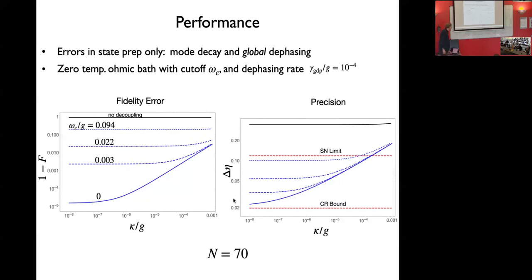If you were to use this state for quantum sensing, then we have the shot noise limit, which is what you can get just using independent quantum systems without any entanglement. And there's the Cramér-Rao bound on the precision of estimation, which is the best you could get. And you see that we're certainly getting improvements over the shot noise limit. This is for 70 spins. So it shows some promise.